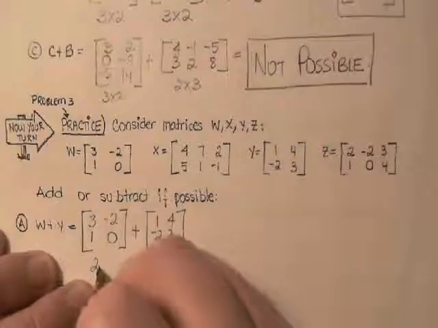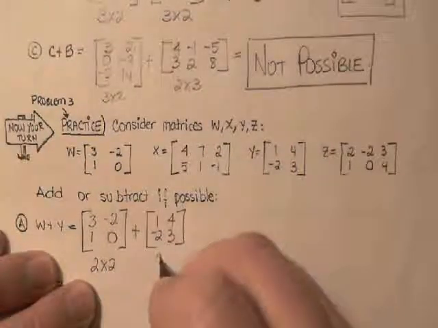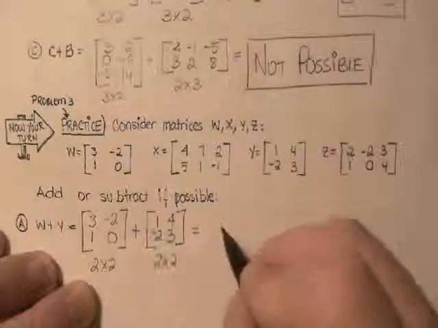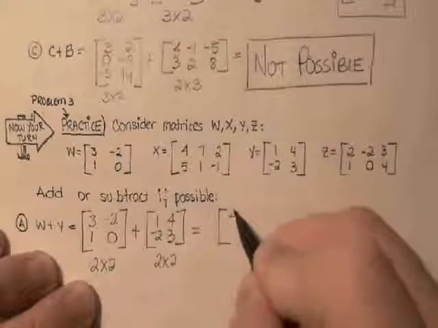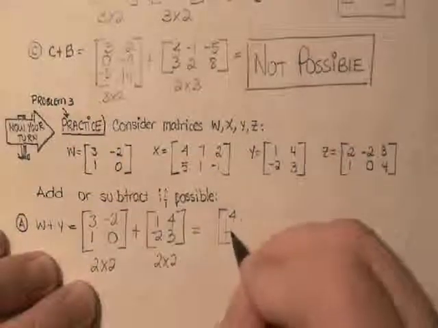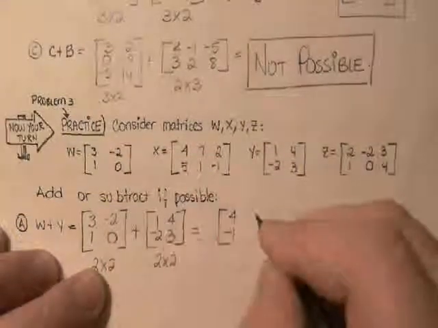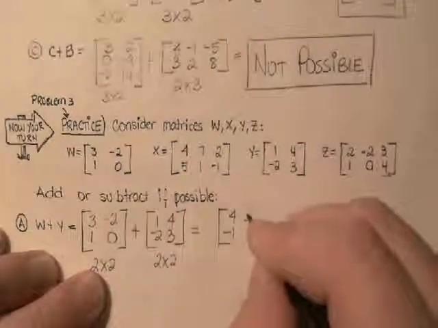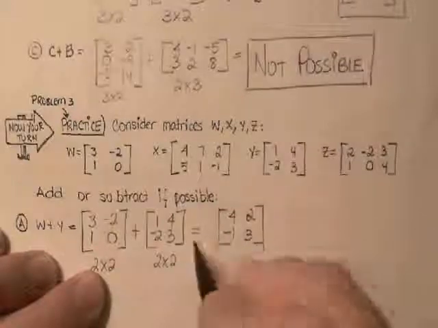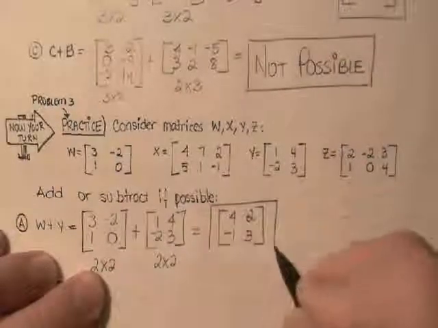So if you notice, this is a 2 by 2, and this is also 2 by 2. So that means it can be added. So 3 plus 1 is 4. 1 and negative 2 is negative 1. Negative 2 and 4 is positive 2. And 0 and 3 gives you a 3. So that's my answer.